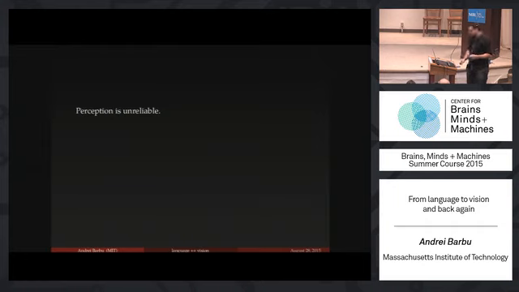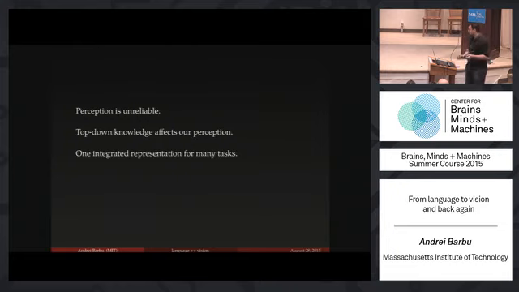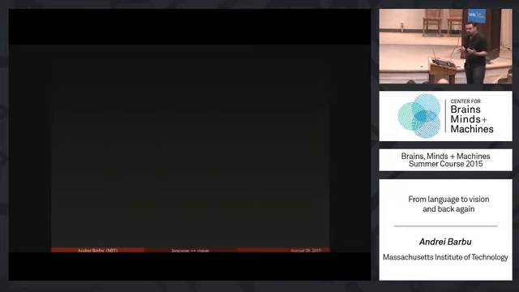So we've seen that perception is very unreliable, and that top-down knowledge really affects your perception. What you're going to see in a moment is that one integrated representation can be used for many tasks. The advantage of these feedbacks goes beyond just better vision. It lets you solve a lot of different problems that look very distinct, but actually turn out to be very similar. So one problem is recognition.